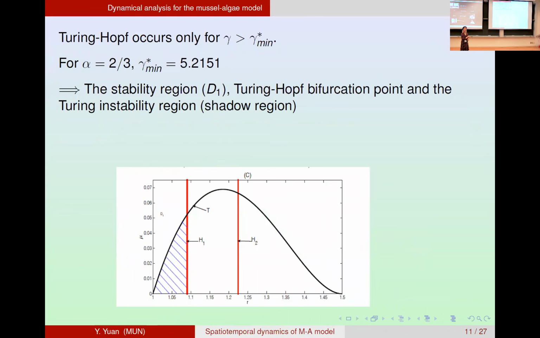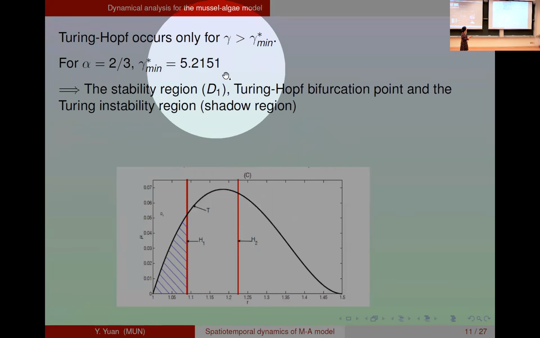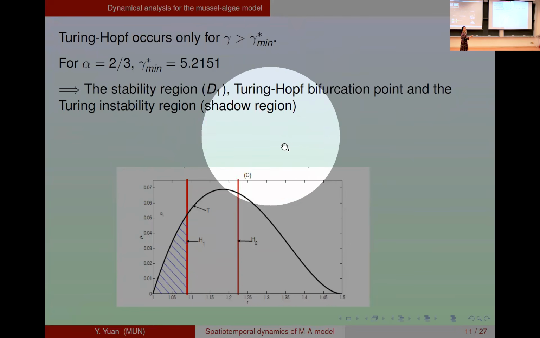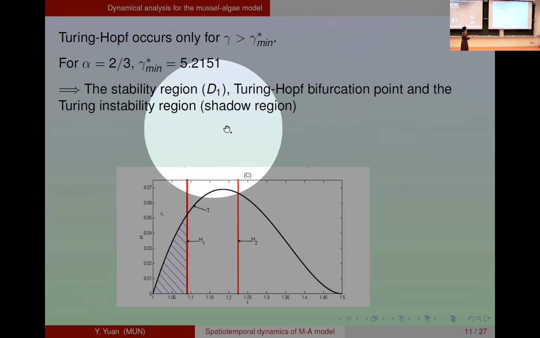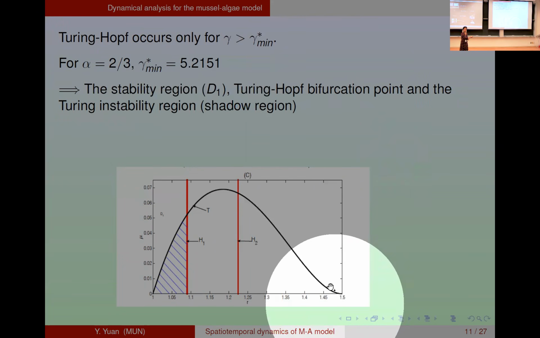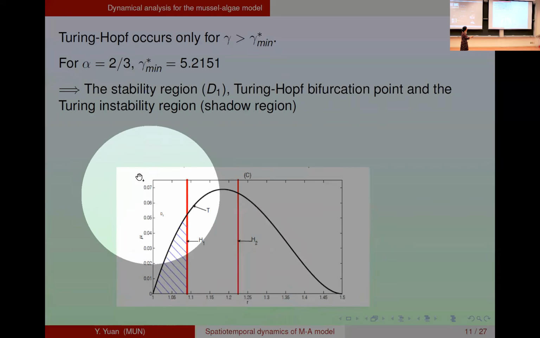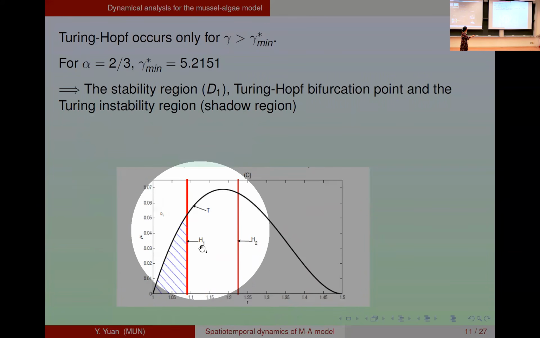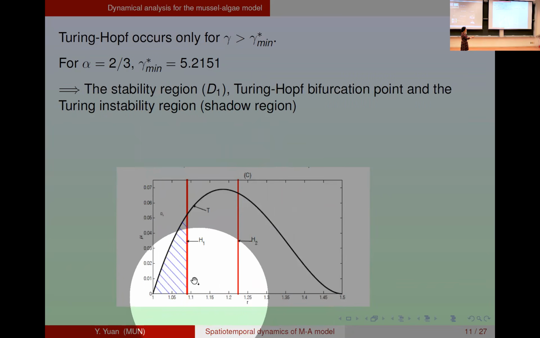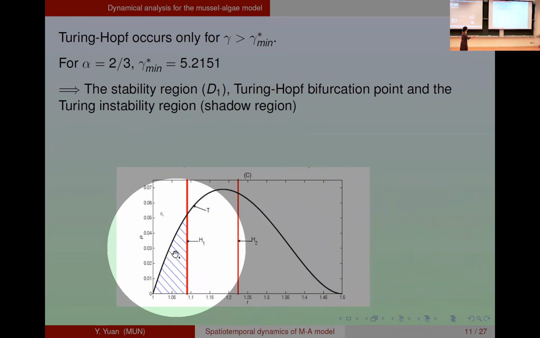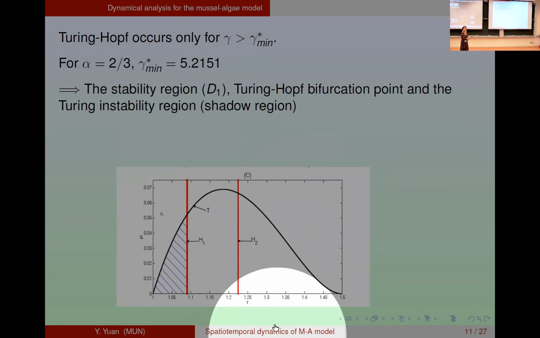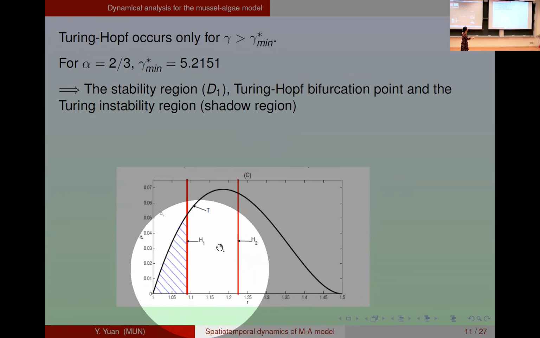Back to this model, for fixed alpha, we know the Turing-Hopf can only occur if there is a Hopf bifurcation. Besides Hopf, it's possible to have the Turing instability. Here, these 2 red lines are the Hopf bifurcation, while this black curve is the Turing one. This shaded region is the Turing instability.